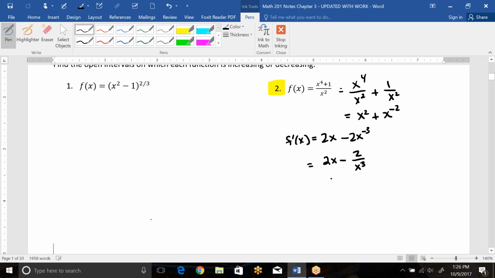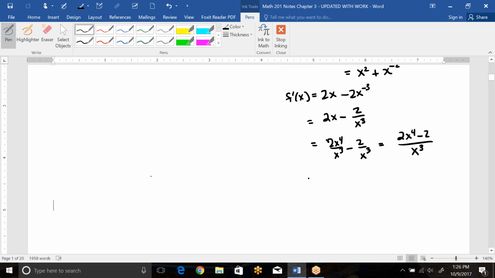If we get a common denominator, we would multiply the top and bottom of the first fraction by x cubed, which makes the top an x to the 4th. And I would have 2x to the 4th minus 2 over x cubed. So that's my derivative. Now we want to figure out if we set that equal to 0, what would that look like? So when you set this equal to 0, you have things going on. You have something that's going to be the top. When does the top equal 0? And when is the bottom undefined?